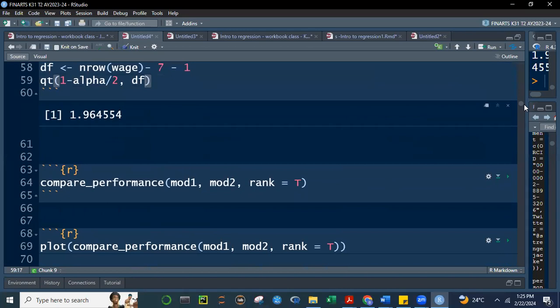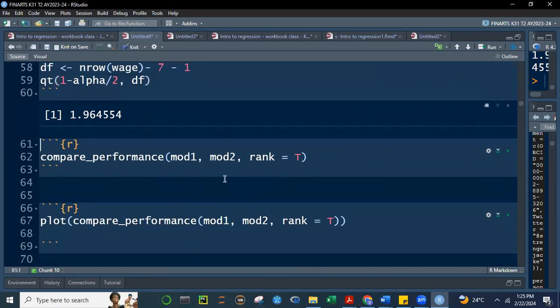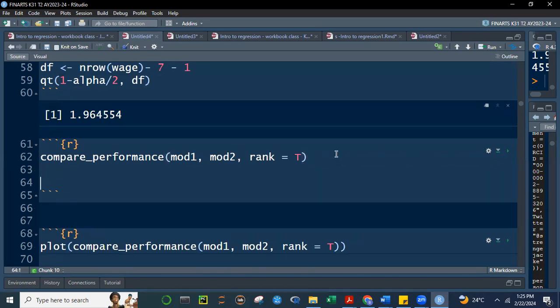Okay. All right. By the way, we can also use compare performance. So aside from ANOVA, we said that is one way to compare between model 1 and model number 2. Model 1 being the restricted model because it has only one predictor. Model number 2 is the unrestricted. Model number 1 has only education. Model number 2 has education plus the others.